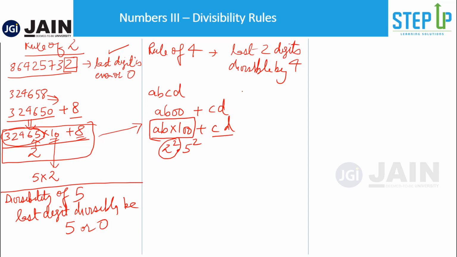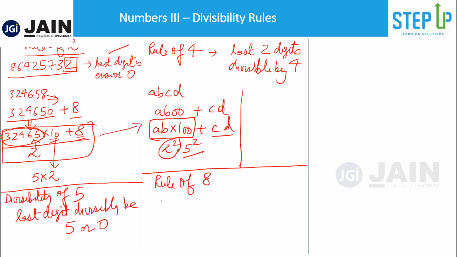Now you will also notice that for the rule of 5, we looked at the last digit. 5 square also makes up 100. That means for 25 also, you can just check the last 2 digits. If the last 2 digits are 00 or divisible by 25, that means this number is also divisible by 25.